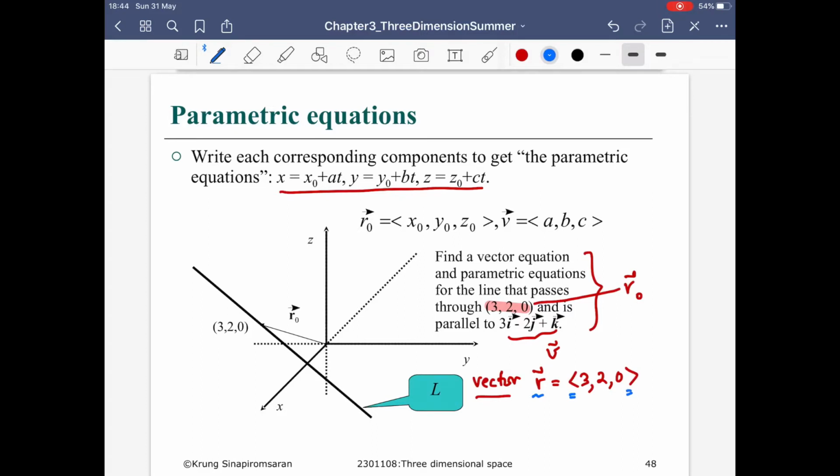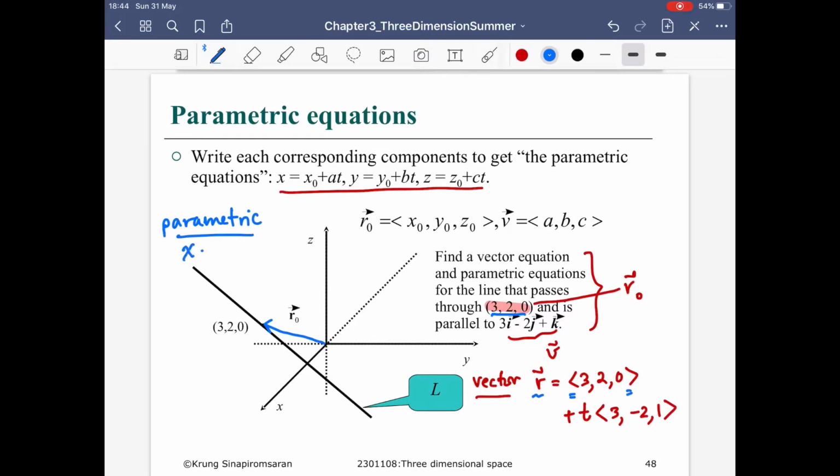So you change your r0 as a point into the r0 that is the vector pointing from the origin to that particular (3, 2, 0). Then don't forget that for the vector equation, you need to add t multiplied by your vector v that's parallel, which is (3, -2, 1). So that's very simple. But if we need the parametric equation, that's just as simple.